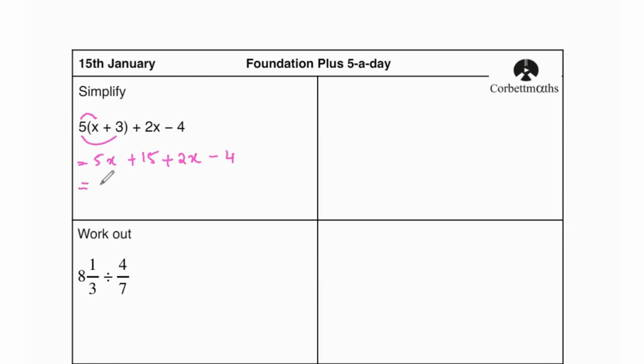So 5x and 2x are like terms. So 5x plus 2x are written together. And 15 and negative 4 are like terms. So plus 15 minus 4. That's going to be 7x plus 11. That is your answer.